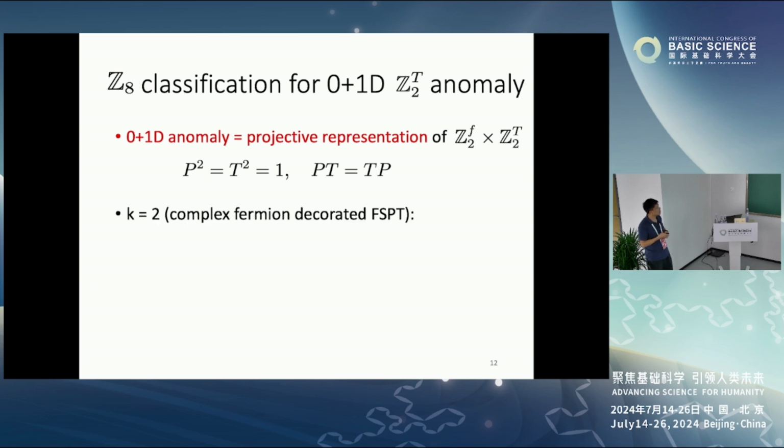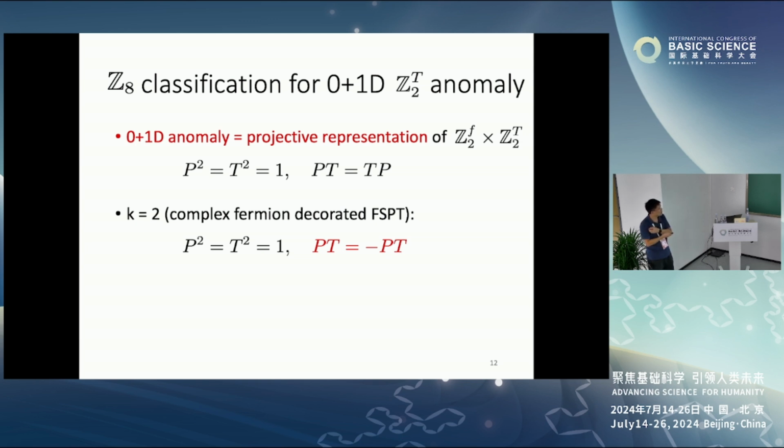But now, when we consider this k equals 2 case, what we find is that on the boundary, there are 2 Majorana fermions. And 2 Majorana fermions can be composed into 1 complex fermion. And therefore, this 1 complex fermion can be empty or occupied. And this empty and occupied state is degenerate. And therefore, you find that this P and T symmetry is realized on this system as P times T is minus T times P. They anti-commute.